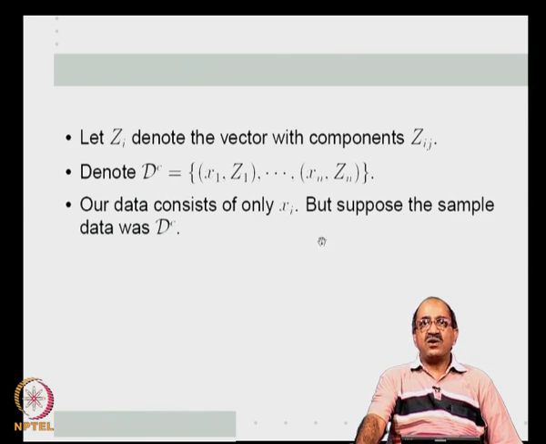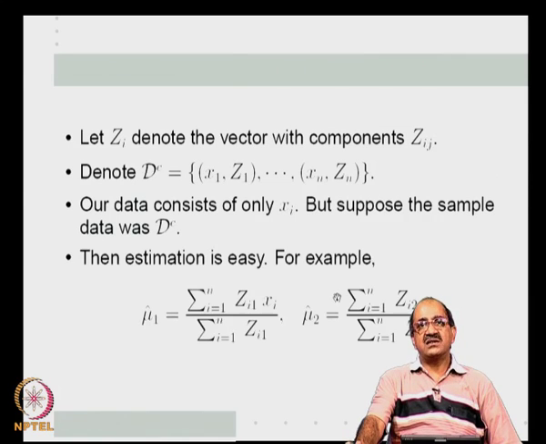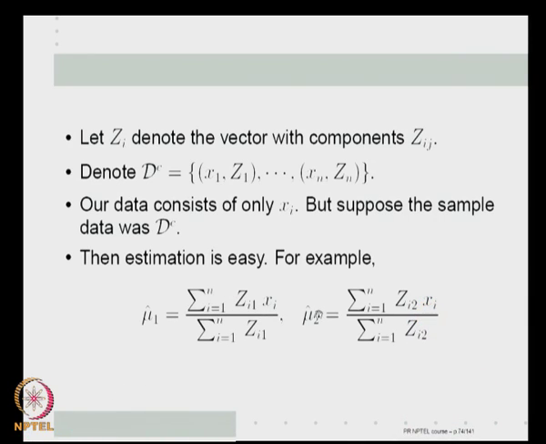Our data consists of only xi, but suppose for a minute that the sample data that we are given is actually (x1, z1), ..., (xn, zn), then obviously estimation is trivial. What will be mu 1 hat? Summation i equal to 1 to n of Zi1 xi by summation i equal to 1 to n of Zi1.